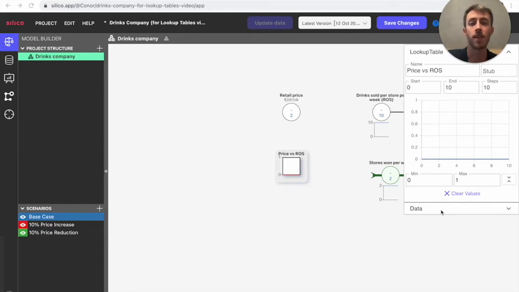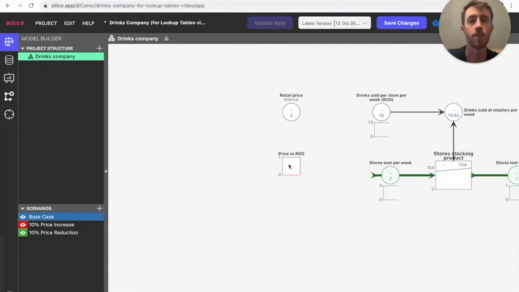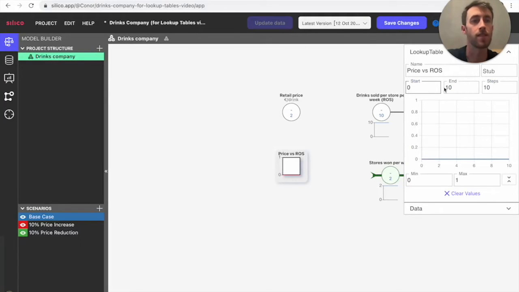So excluding it would essentially be saying that there is no such relationship, that a change in price won't affect the rate of sale, whereas including it, at least if we do so in a reasonable way, will improve the accuracy of our model rather than worsen it. So with that in mind, let's look at how we can actually use lookup tables in Silico. Okay, so the first step here is to set the start and end values. These specify the range of input values for which we will be setting outputs.